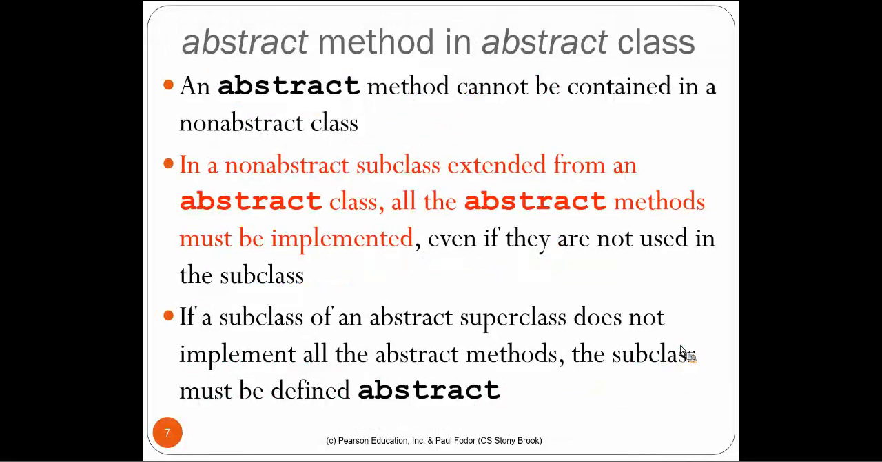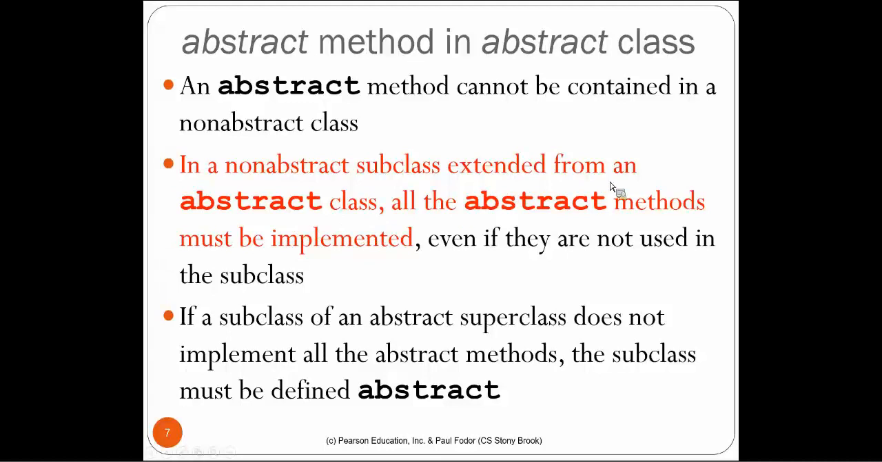So now let's talk about the actual concrete facts about geometric object and abstract classes. An abstract method cannot be contained in a non-abstract class. We must have that the class is also abstract such that it may contain abstract methods. In a non-abstract subclass extended from an abstract class, all of the abstract methods must be implemented.